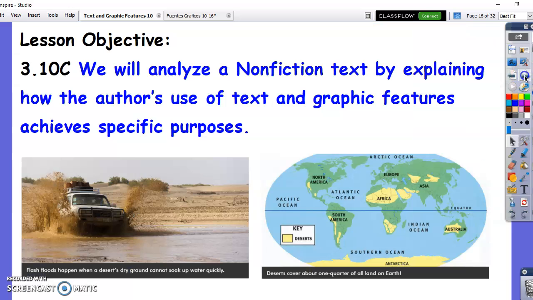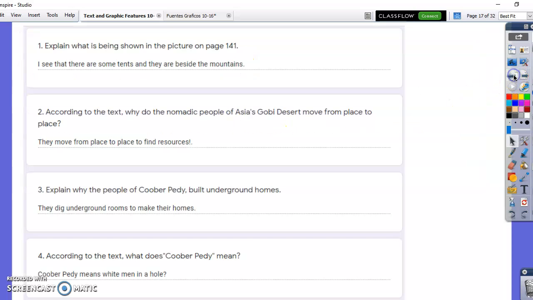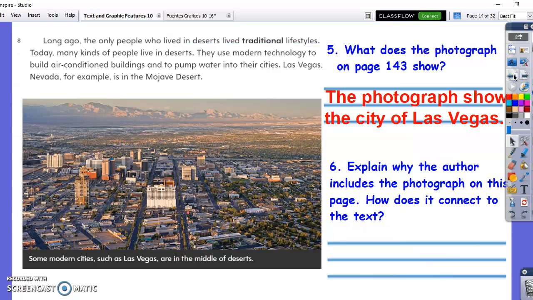Another one that I saw where the student said the city. What does the photograph on page 143 show? They said the city. That's not a complete sentence. And we're not being specific if we're just saying it was any city. There's a specific reason why the author is showing a picture of this city. And the answer is actually in the caption once again.